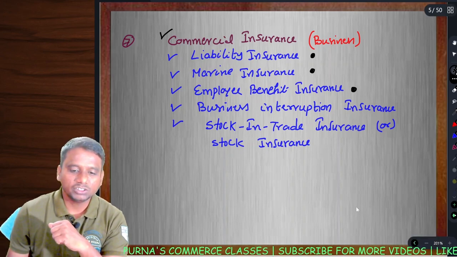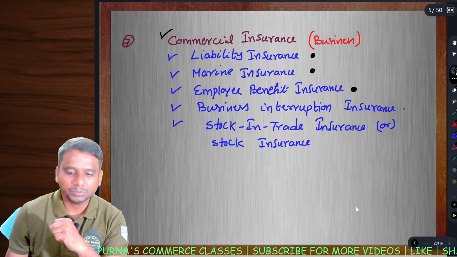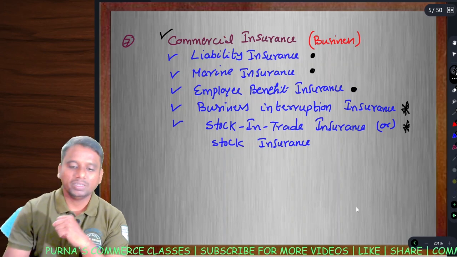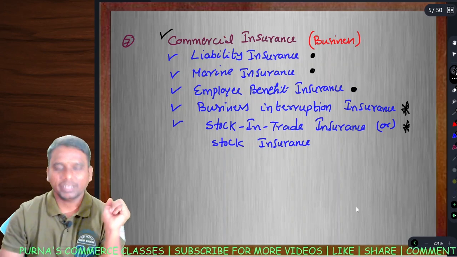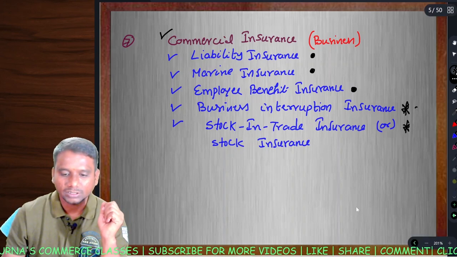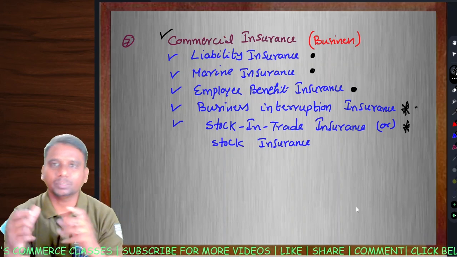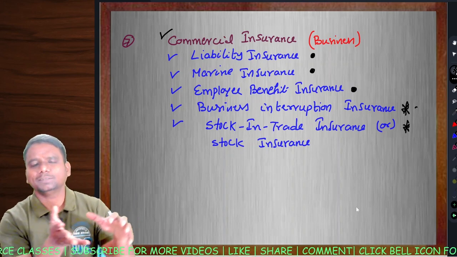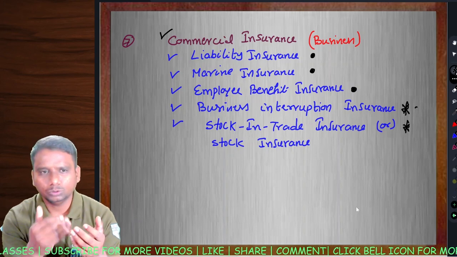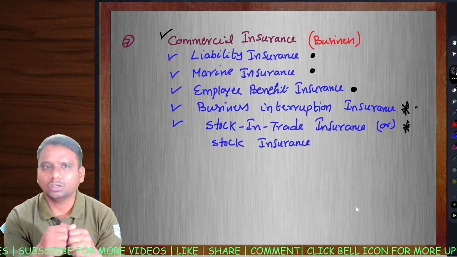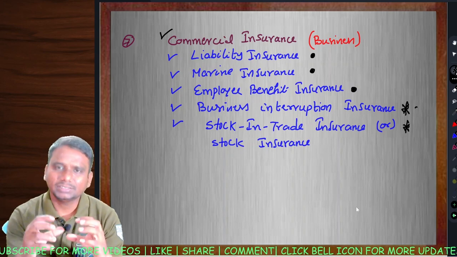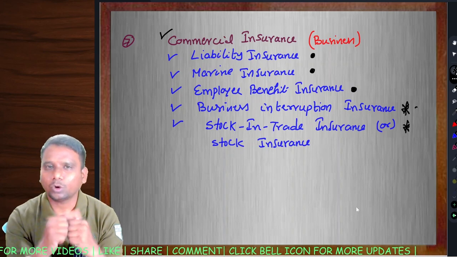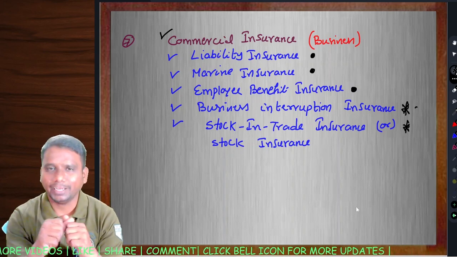Next, employee benefit insurance. Okay, next, business interruption insurance. Now these two are very important. Stock insurance. Why? Because in our chapter of insurance claims, exclusively we are going to discuss these two things, business interruption insurance and stock insurance. So just go through the concept of insurance once again. You may get some books or you can refer in the Google. Okay, so just have some basic idea about insurance before solving problems under insurance claims.